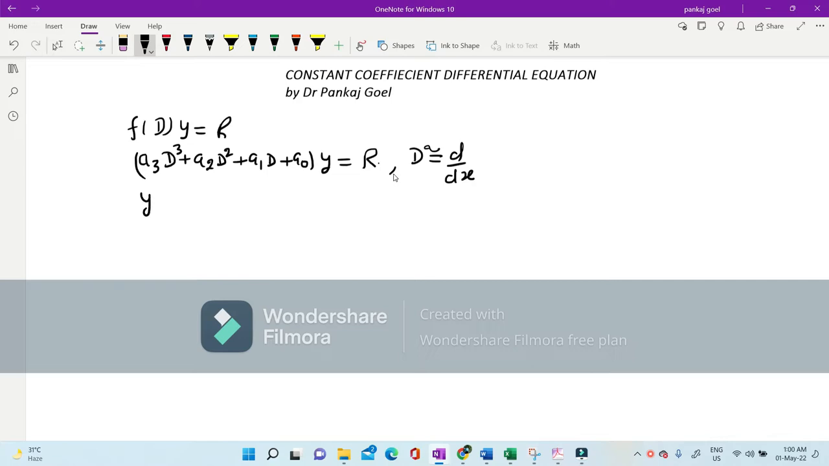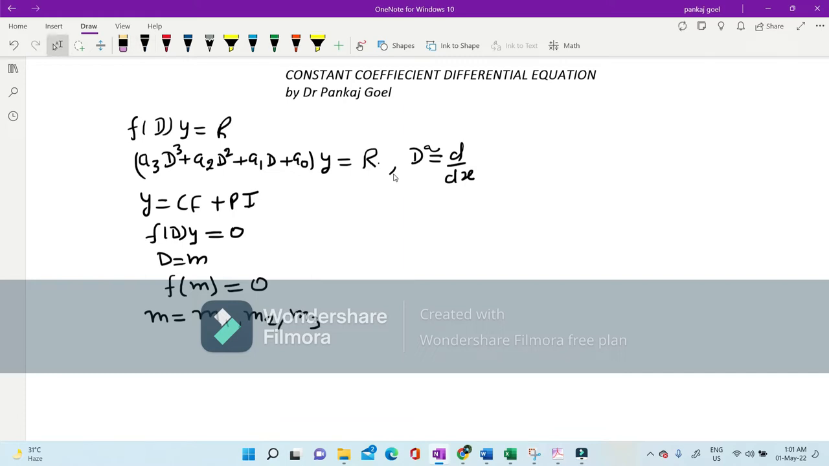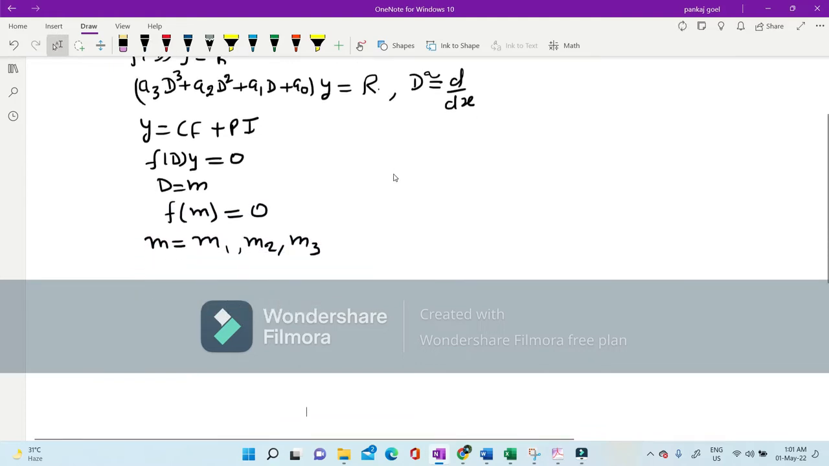The solution of this can be written as complementary function plus particular integral. The complementary function part will be the solution of f(D)y = 0. We will put D = m and we get an nth degree equation f(m) = 0. The solutions of this will give the values of m. If we suppose a third order differential equation, then we can write three solutions as m1, m2, m3. We will find the independent solutions for m1, m2, m3.